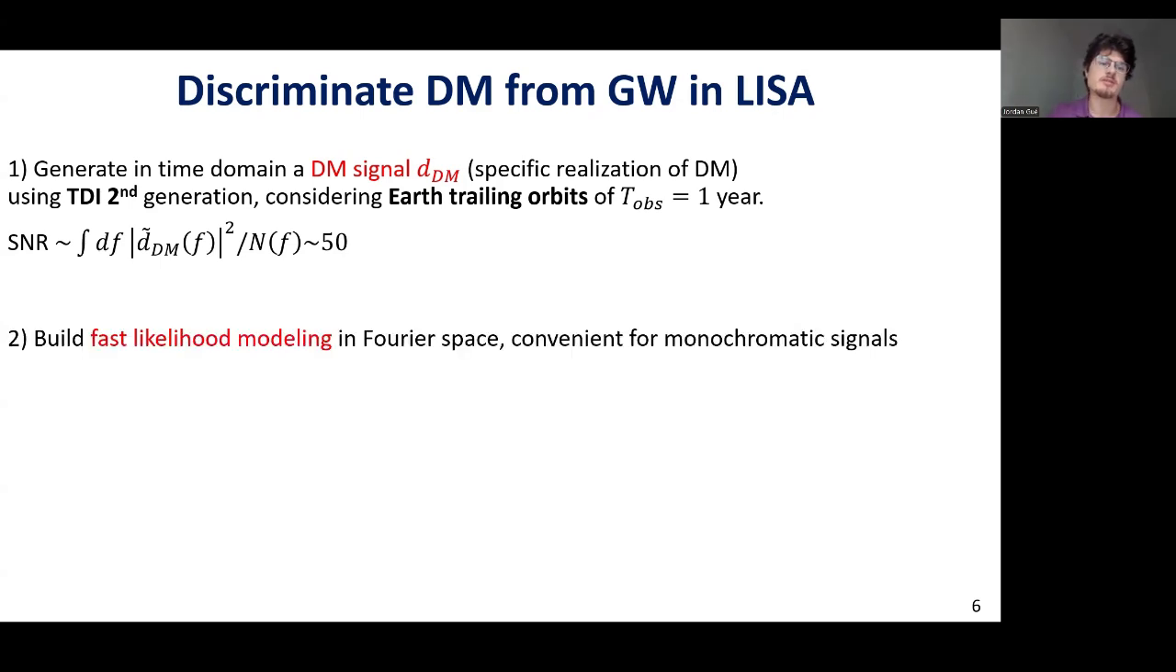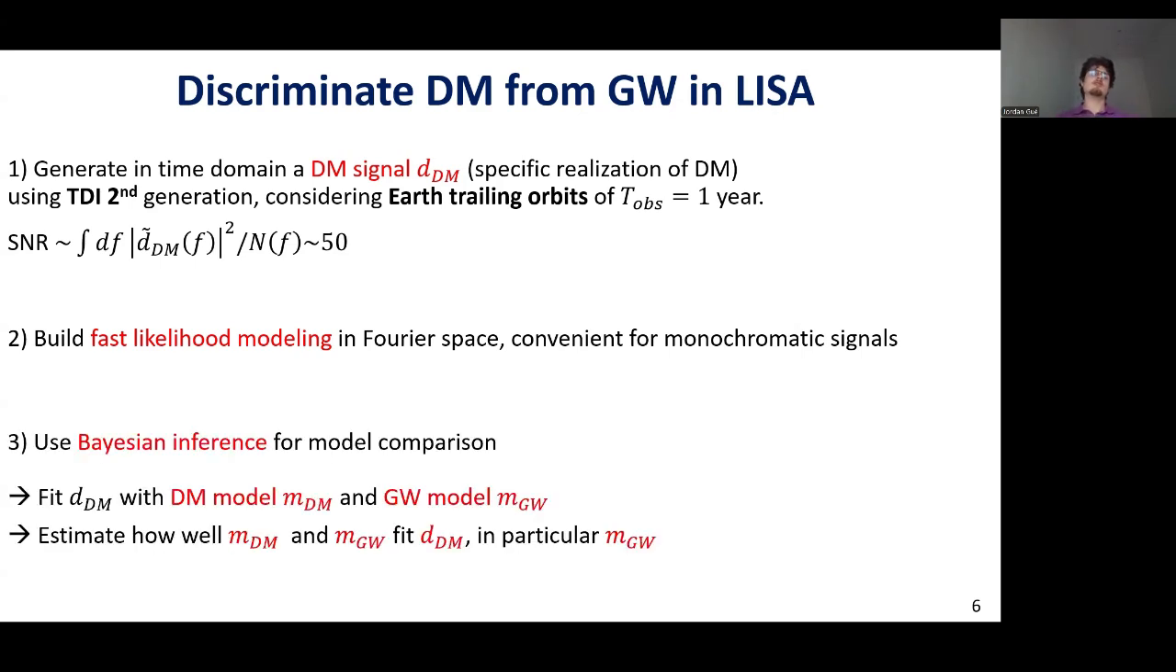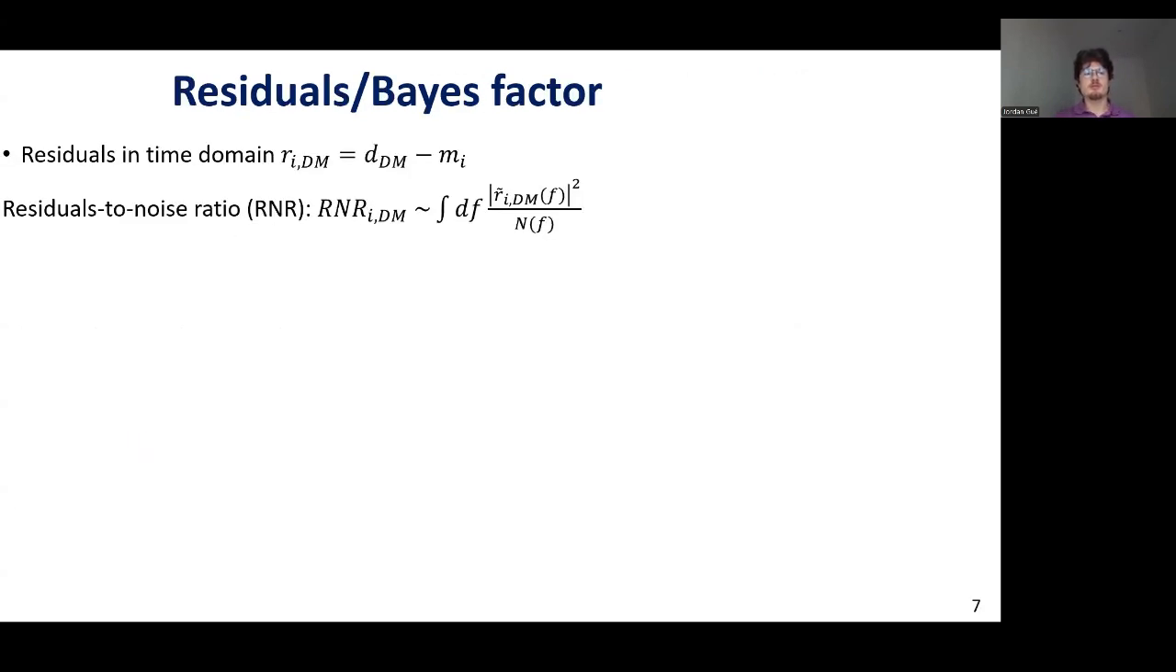Now, the second step is to build a fast likelihood modeling in Fourier space, of course, because we deal with monochromatic signals, so in Fourier space it's much more convenient. And then the idea is to use Bayesian inference to compare a gravitational wave model and a dark matter model that are both fitted to this dark matter data, and then to estimate how well these two models behave, and in particular, how well this gravitational wave model fits this dark matter data. So now I'm going to show you the results of the study.